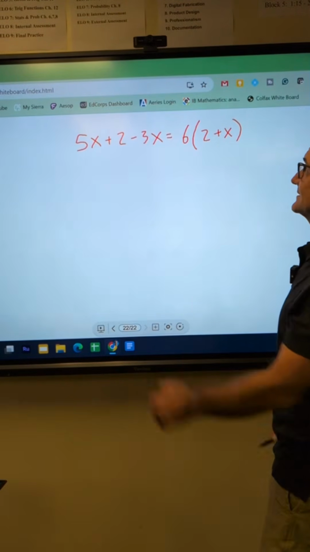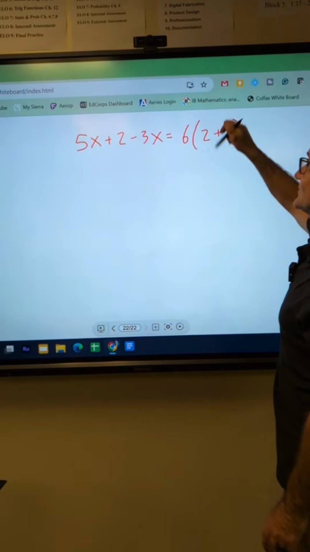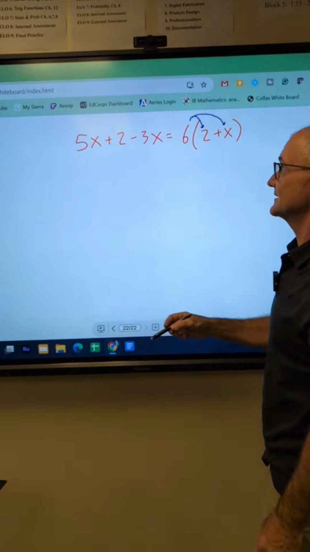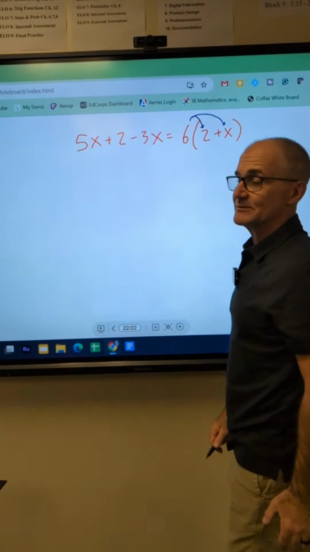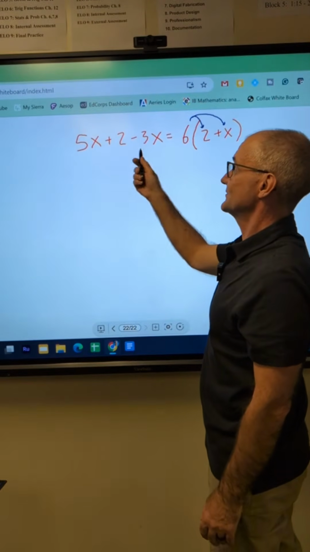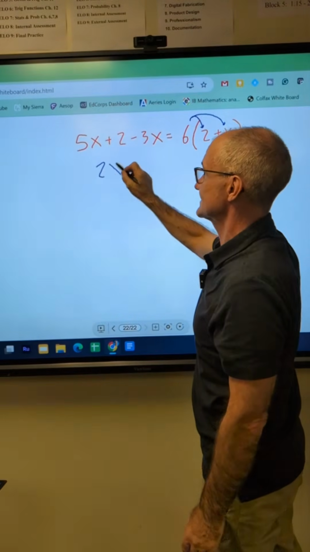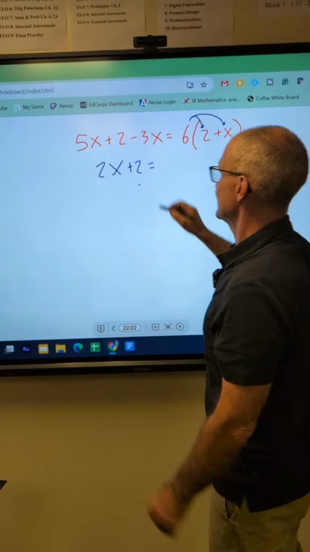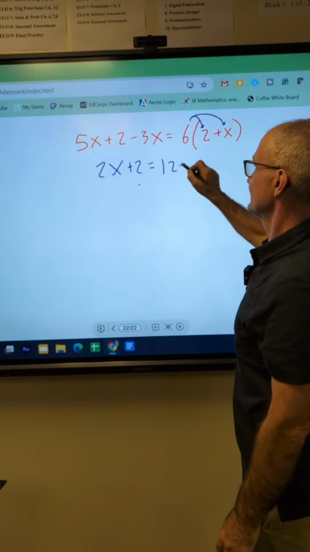Okay, first thing I'm going to do is what's called distributing, because 6 is times this whole quantity right here. So I have to distribute it through that quantity. I'm going to simultaneously add similar terms together. So I have 5x minus 3x. 5 of these things minus 3 of these things is 2x, plus that 2. 2x plus 2. Now I'm going to distribute that 6 through the quantity to get 12 plus 6x.